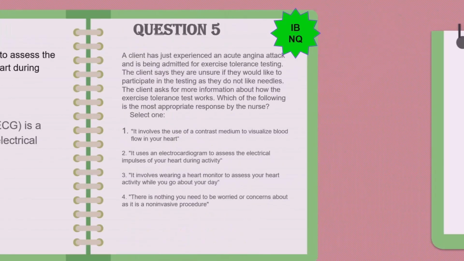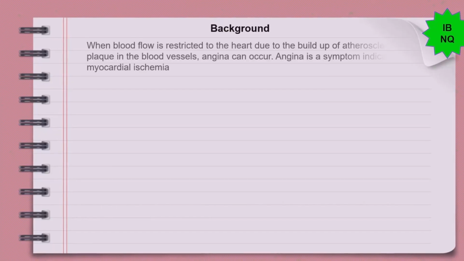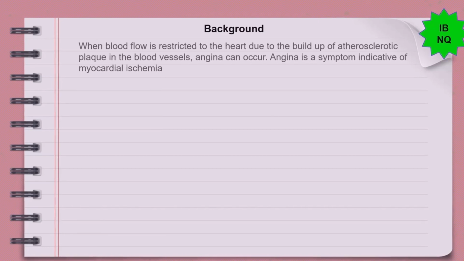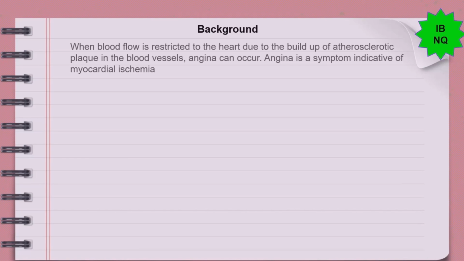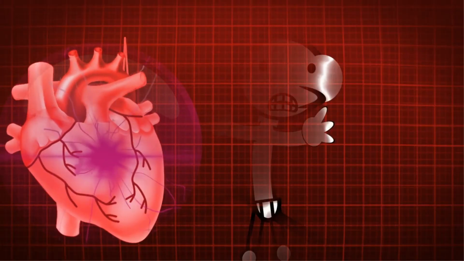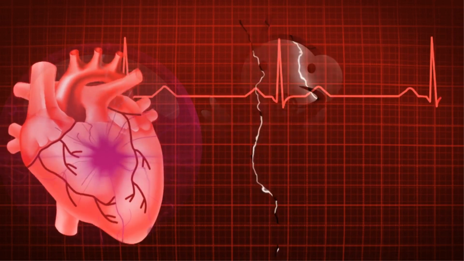Learning objective. Demonstrate understanding of how exercise tolerance testing is used in cardiovascular disorders. Background. When blood flow is restricted to the heart due to the buildup of atherosclerotic plaque in the blood vessels, angina can occur. Angina is a symptom indicative of myocardial ischemia. The buildup of atherosclerotic plaque in the blood vessels can produce the narrowing of the coronary arteries, which is one of the main contributing factors to angina.